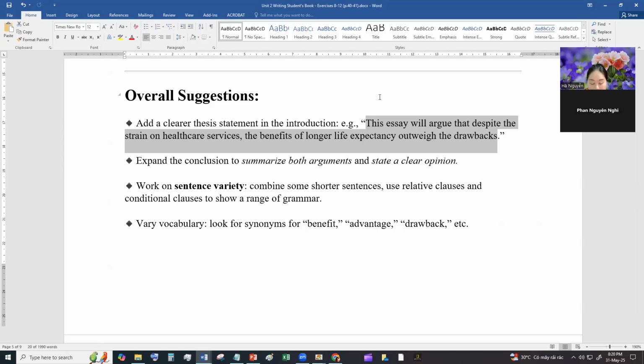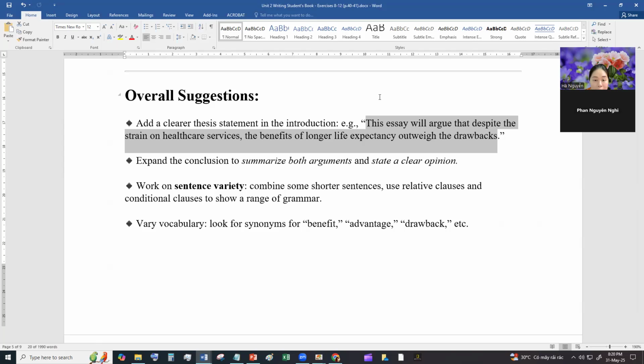Why? Because it does 3 things. It touched upon the negative side, strain on healthcare service. And it touched upon the benefits, the upside, the advantages. And it touched upon the opinion. The benefits outweigh the drawbacks. So there you see 3 things that the task question requires you to do is touched upon in this example.